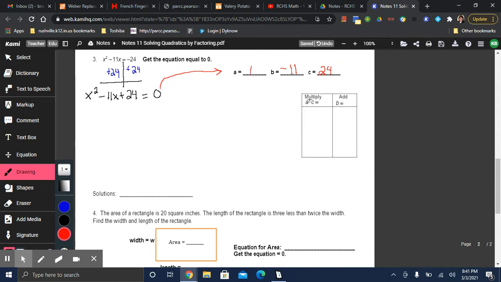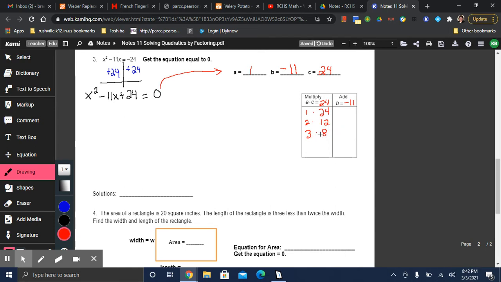So I'm going to fill in my chart because I have 3 terms. So A times C is 24. And B is negative 11. So I'll think of what multiplies to 24. I have 1 and 24. That does not add to negative 11. I have 2 and 12. That's not going to give me 11. 3 and 8. Now there's my possibility.